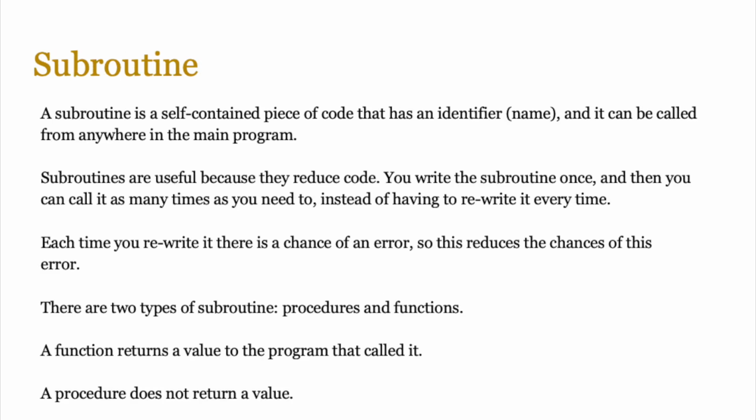Okay, let's look at subroutines now. A subroutine is a self-contained piece of code that has a name or an identifier, and it can be called from anywhere in the main program. Now, subroutines are useful because they reduce code. You write the subroutine once, you test it, and then you can call it as many times as you need to. This saves us from rewriting the code every time, and it increases the reusability of the code.